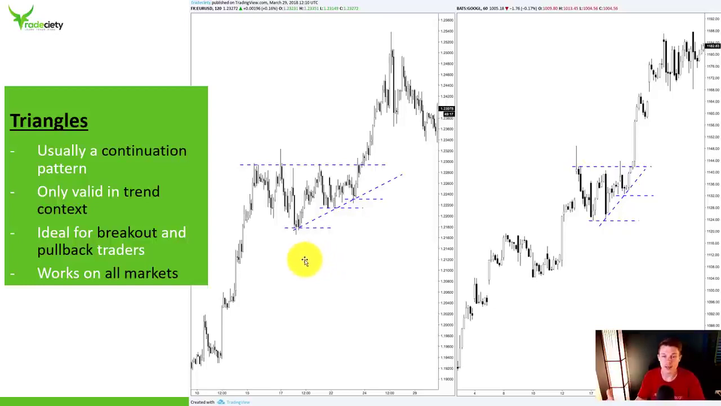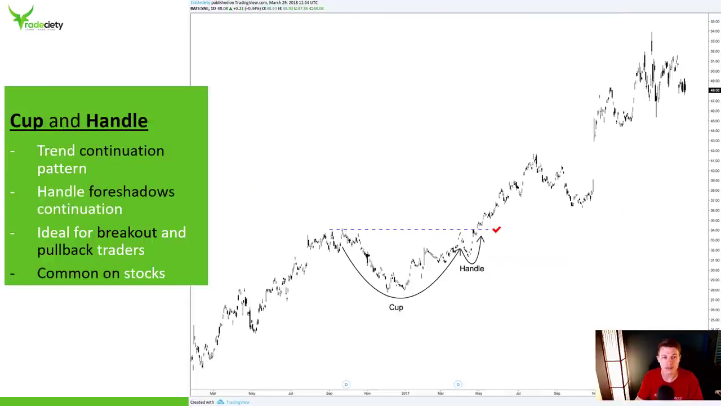Where do you see a triangle? Where do you see a wedge? Where do you see a flag? Is it in a nice trending market? Is it in a sideways market? This is very important. Try to only look for patterns in well-defined, nicely trending markets, and your odds of finding successful patterns may increase quite a bit.